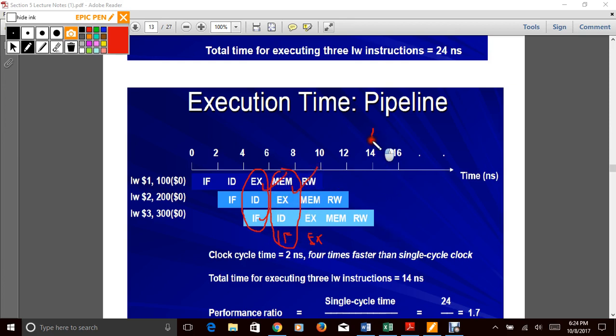However, notice that it significantly cuts down the execution time of the program. That's our benefit of pipelining. So the improvement: execution time old is 24 nanoseconds. The improvement is about 1.7.